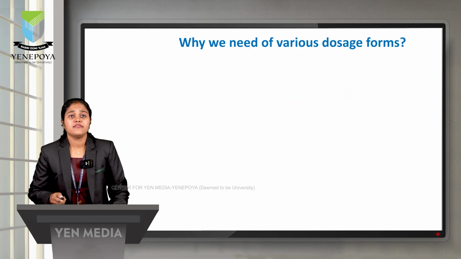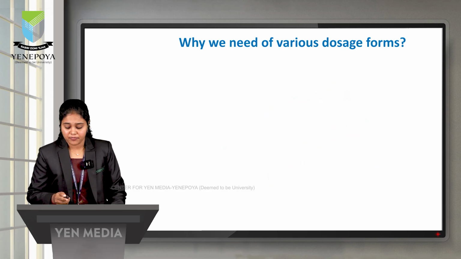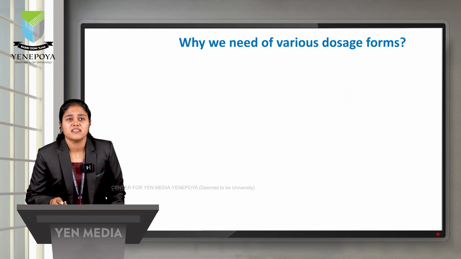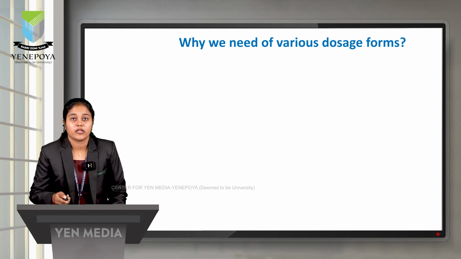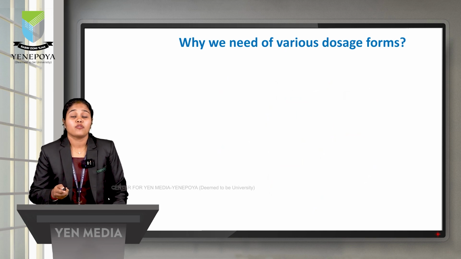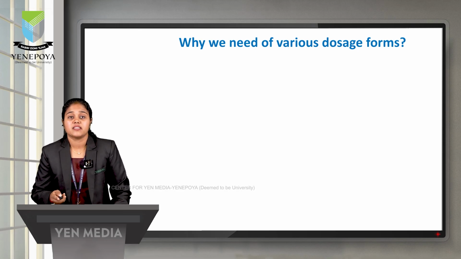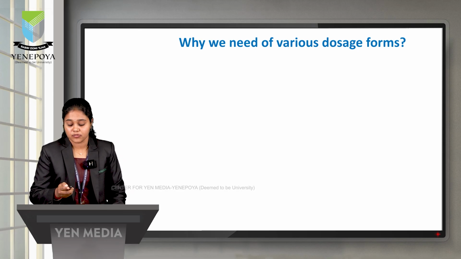So we will see why we need various dosage forms. Maybe a particular drug is available in tablet form, so why do we require it again in syrup form or any other dosage form? For one drug, why different dosage forms? There will be a few reasons, and I will discuss a few of them over here.